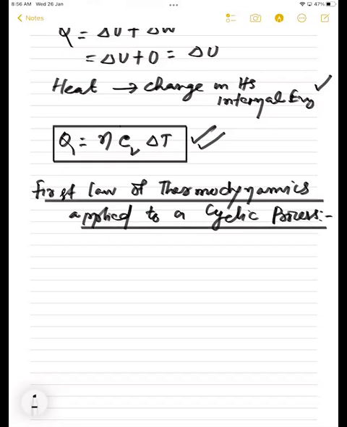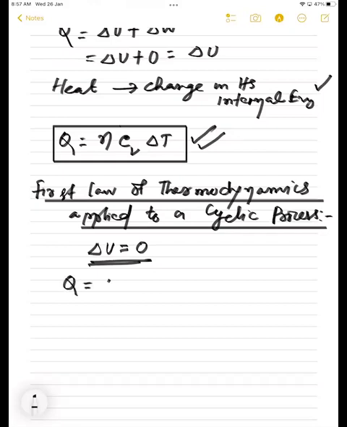Students, in a cyclic process, the system returns to its initial state after undergoing a series of changes, right or not? Cyclic process means it comes back to the original position. Internal energy is a state function, so there is no change in internal energy. Finally, coming back to the original position means delta U is equal to 0. It started from a state and again came back to the same state, so the total energy is maintained.